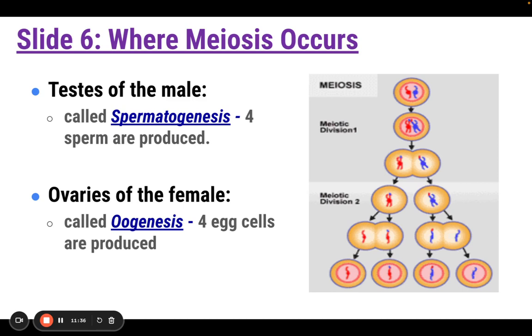Now, I do want you to know what's different or unique about those phases in meiosis compared to mitosis, and how meiosis 1 and meiosis 2 are different from each other, specifically noting during meiosis 1 that the homologous pairs divide, and then during meiosis 2, the sister chromatids divide.